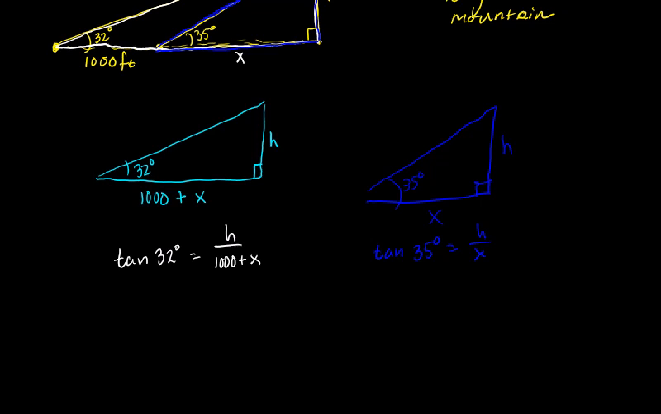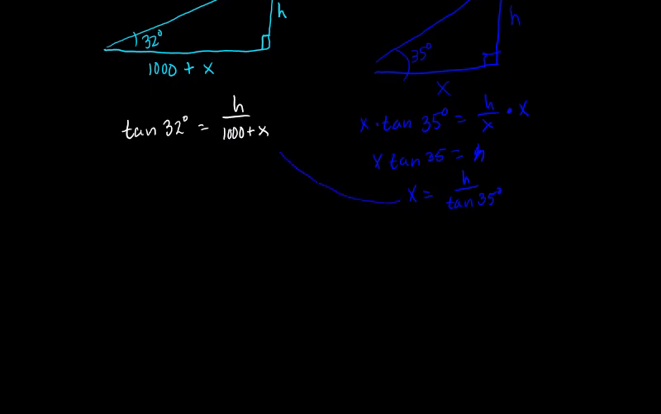So what I'm going to do is, in this problem over here, I am going to get x alone. So I'm going to multiply by x. And so I'll have x times the tangent of 35 equals h. And then I'm going to divide by tangent of 35. So x equals h divided by the tangent of 35. And then I'm going to substitute in what x equals into here. And so we've got ourselves this crazy looking equation. Tangent of 32 degrees equals h over 1,000 plus h over tangent of 35.